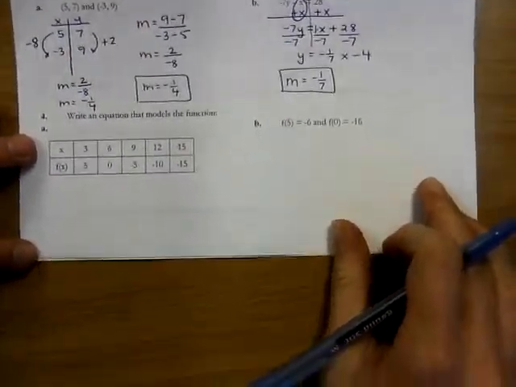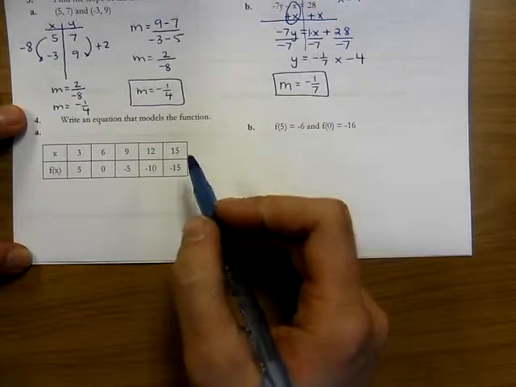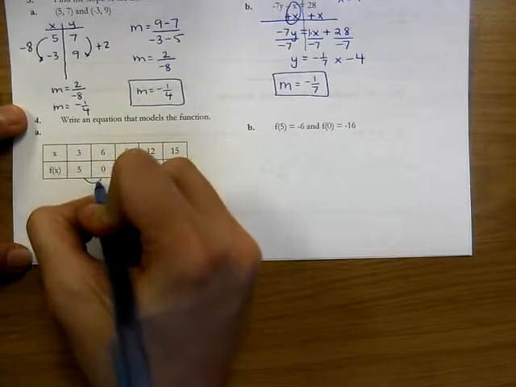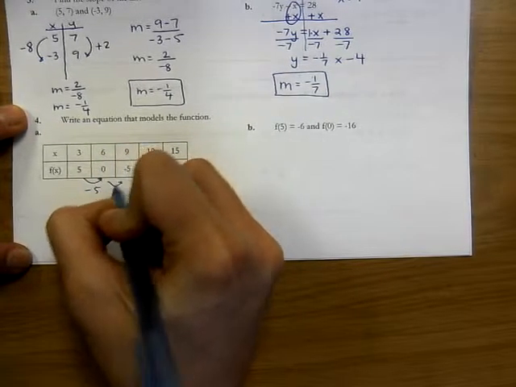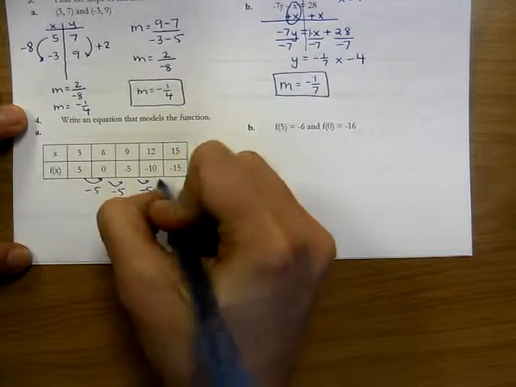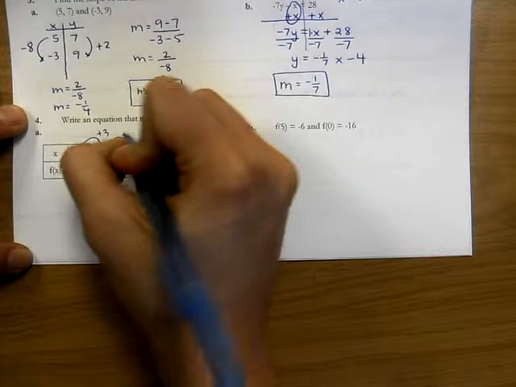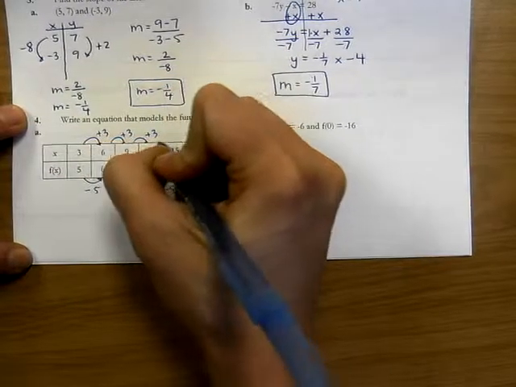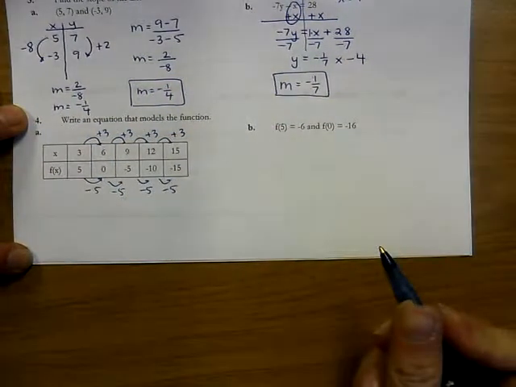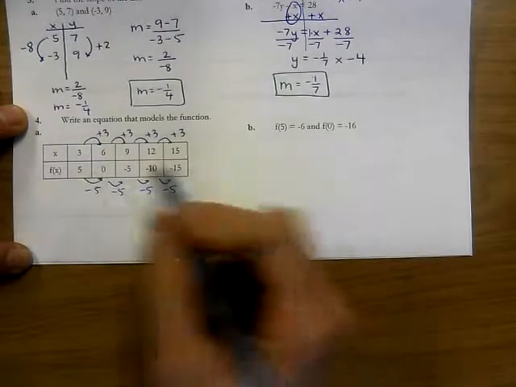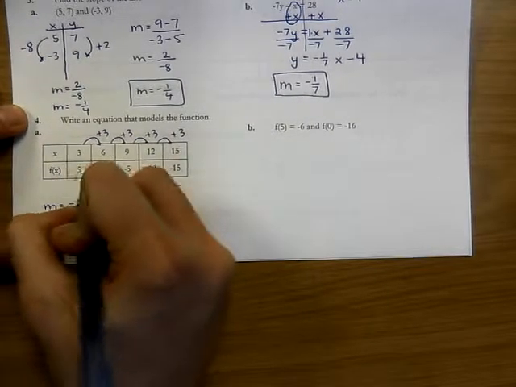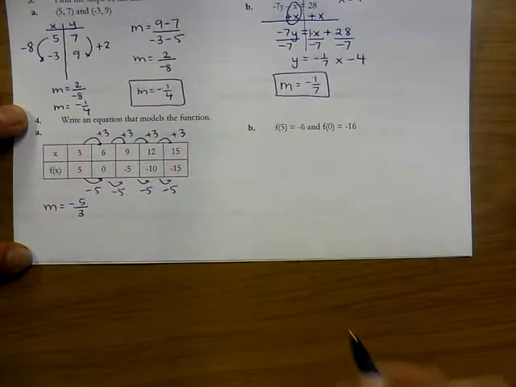Number 4, it's asking us to write the equation that models the function. So here we are subtracting 5 each time for f of x, or y. We are increasing by 3 each time for x. So if I want to find my slope, knowing that I need my slope, I do -5 over 3. So that's my slope.